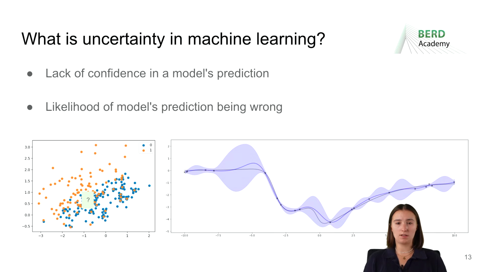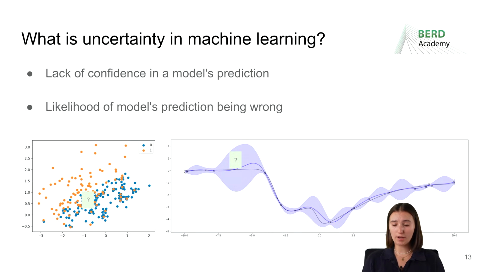Similarly, uncertainty can be understood as the likelihood of a model's prediction being wrong, which also works in classification. So the uncertainty at this point could be: how likely is it that, if I predict the orange class, it's actually the blue class? Or in this regression example, the uncertainty is that we don't really know what the right value to predict is. And we might have more or less uncertainty depending on a number of factors.